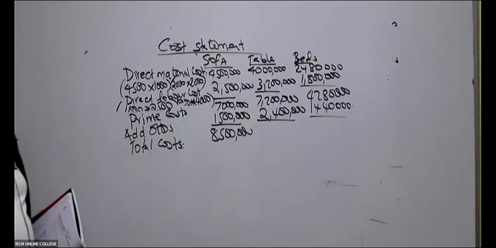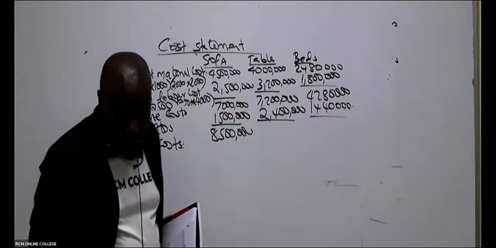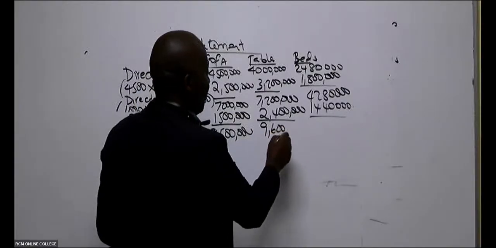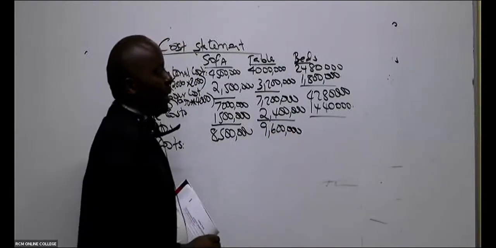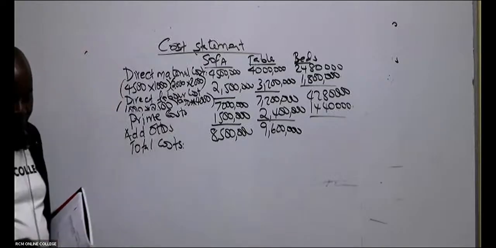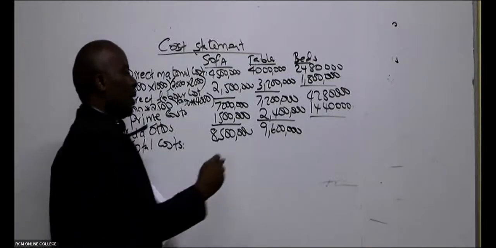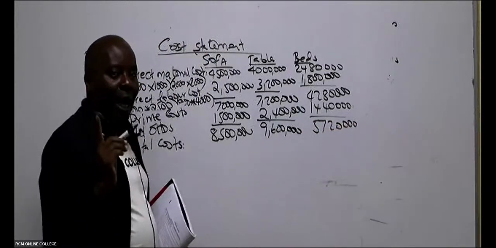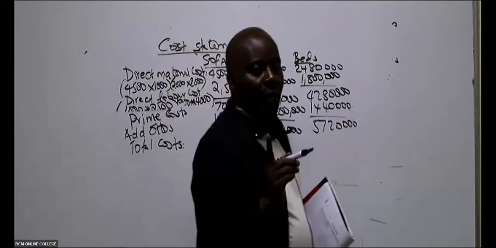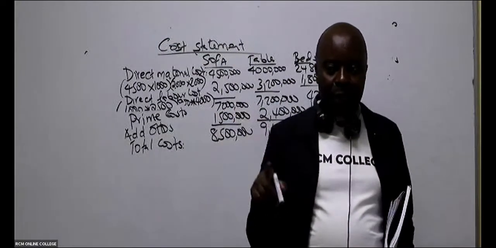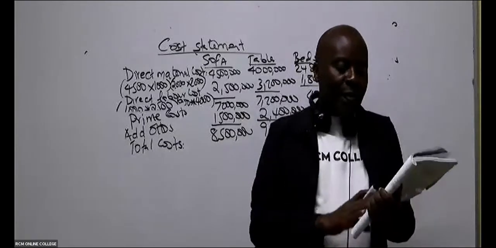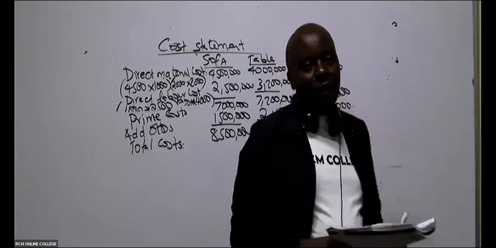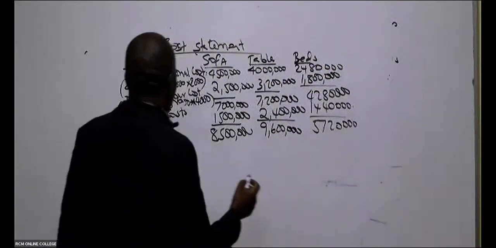Correct. Then you go to tables. Tables, I'm being told, is 9.6 million. Lastly, we have beds. How much is the total cost for beds? 57,20,000. Then read the question again. In most cases, they will ask you to ascertain total cost. But this examiner went ahead and told us to give them unit cost.